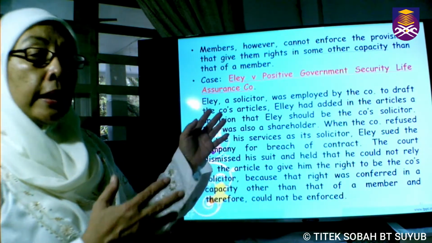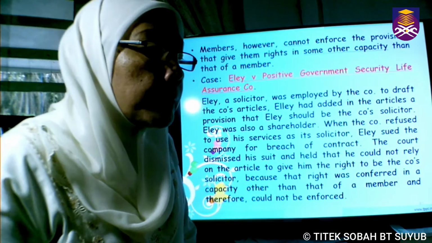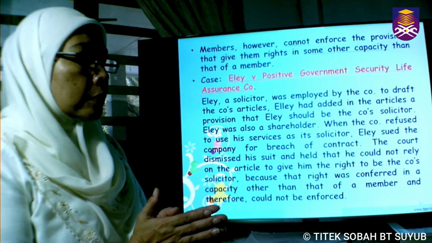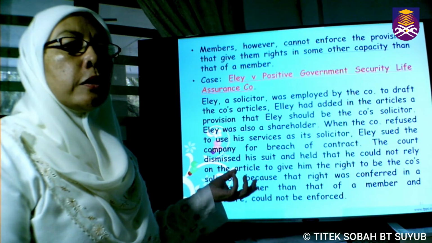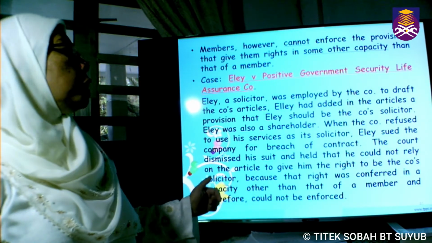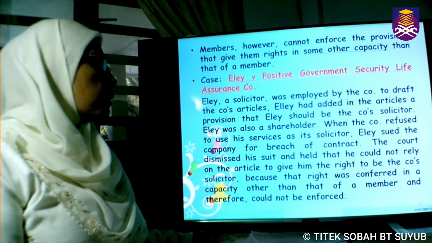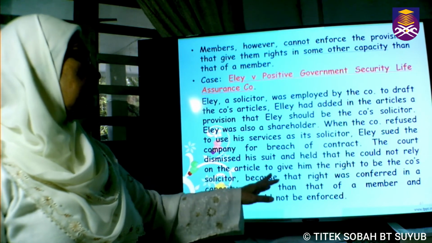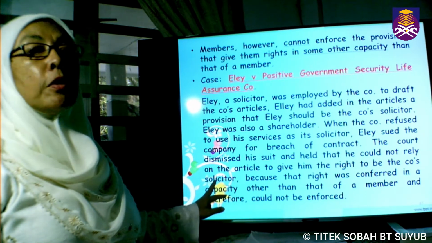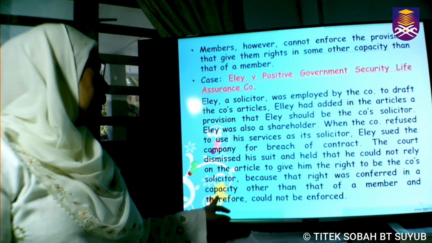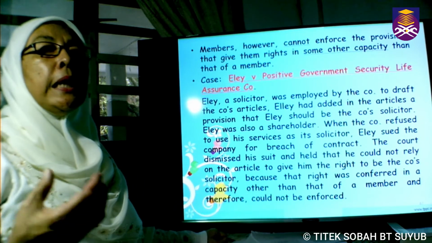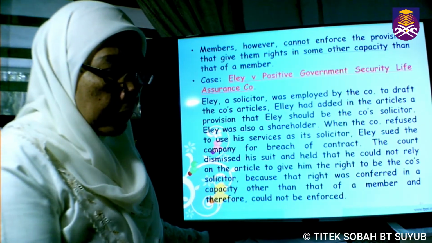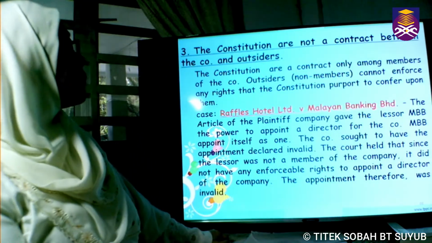When actually Eley is also a shareholder of the company. And the company actually doesn't want him to become the company solicitor. So now, Eley is suing the company based on the provision of the constitution. The court dismissed his suit. Why? Because the court held that he could not rely on the article to give him the right to be the company solicitor, because that right was conferred in a capacity other than that of a member. He is claiming his own right as a lawyer, not as a member. So cannot. Okay?